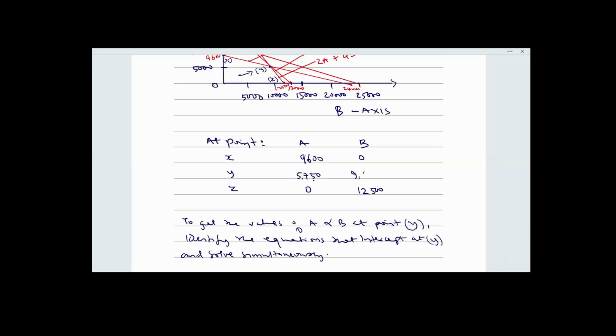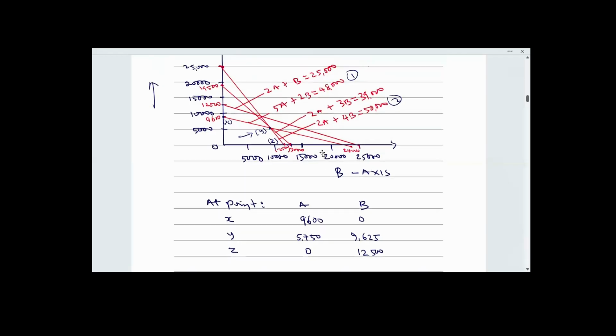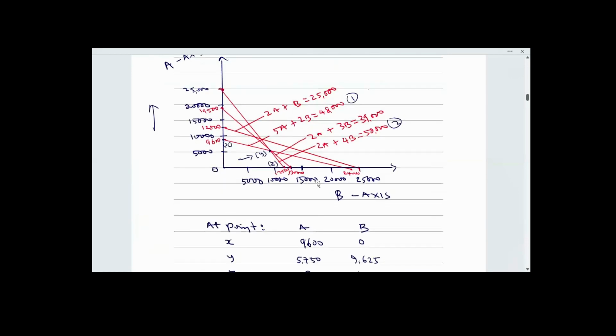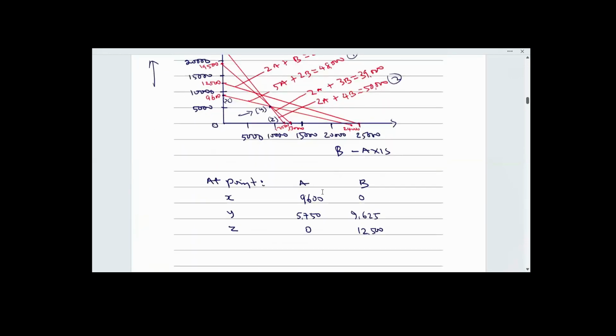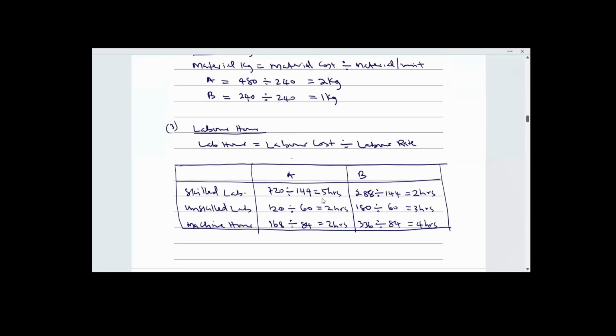5,750, 9,625. So if you are using graph sheets, by the time you trace it to the left, what you are going to have is 5,750. If you trace it down, it will be 9,625. So that is that. Then the second to the last is to determine the optimal solution: you construct a solution table.